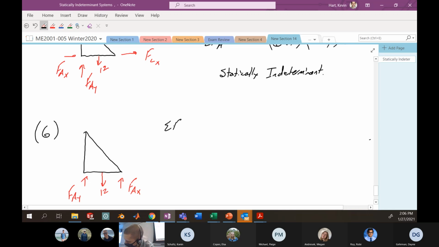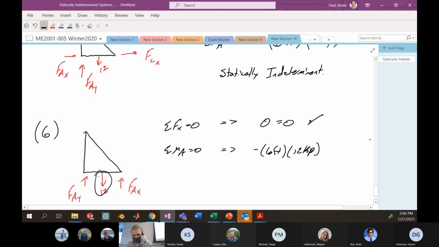So something like sum of the forces in x equals 0 leaves you with 0 equals 0. Okay, well, that's true. We don't have any forces acting in the x direction. So that equation is satisfied in theory for this particular situation, all right? Then you could go with something like sum of the moments about A equals 0. This gives you your negative 6 feet times 12 kips coming from this guy.